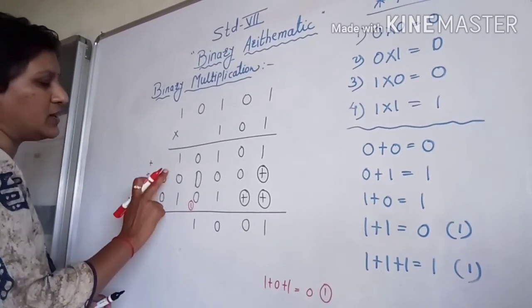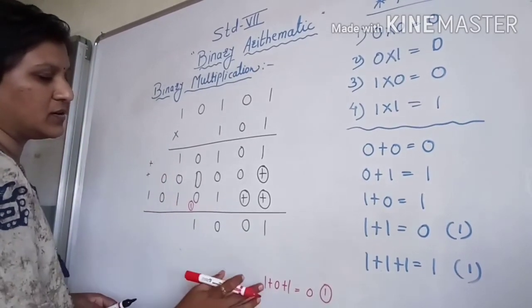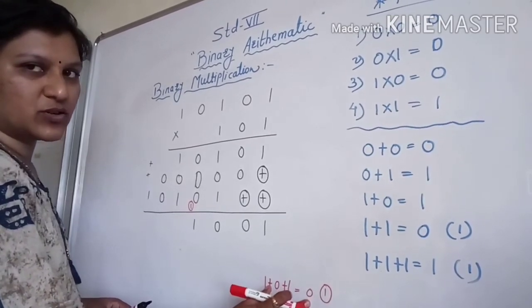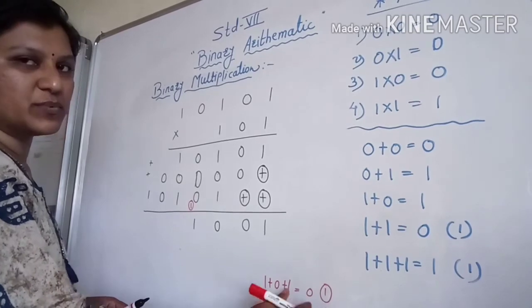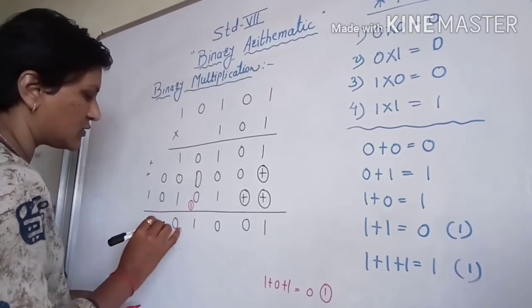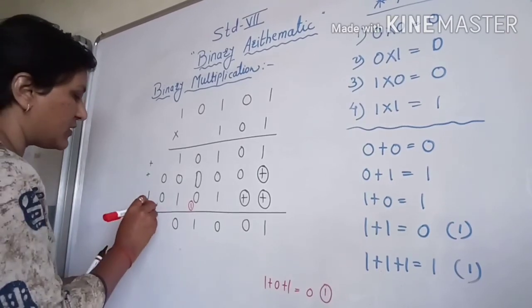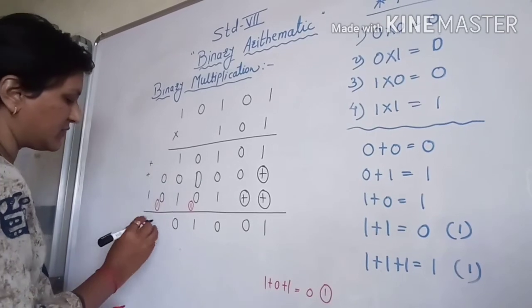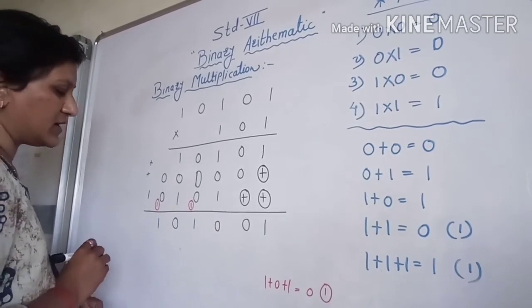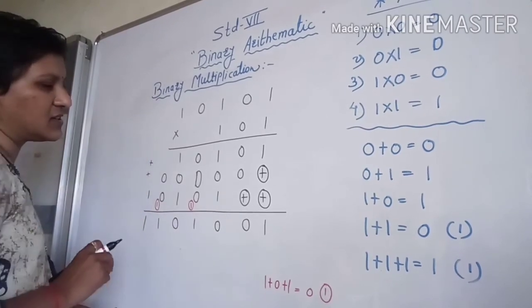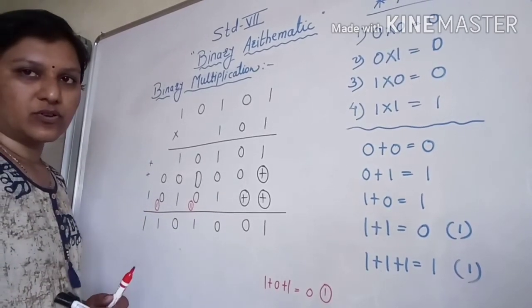Okay. So 1 plus 0 plus 1. As I told you previously, we are going to write down 0 as a result, and 1 will be the carryover for the next step. So 0 plus 0 plus 1, we will have the result as 1, and 1 we are going to keep as it is, because there is nothing to add.